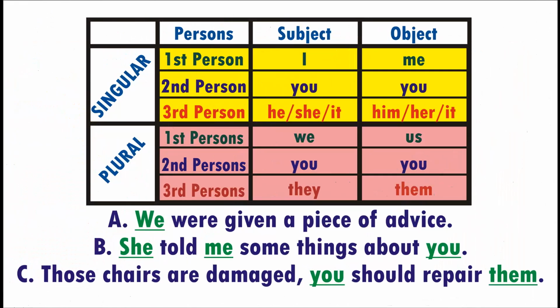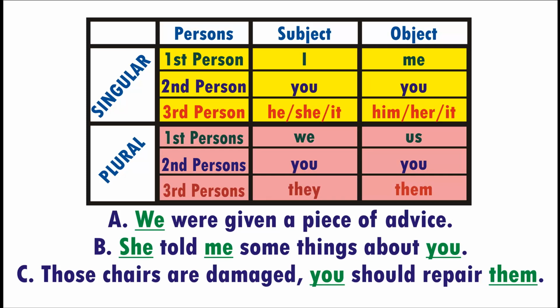Here we retain the table and we have some examples just below the table. Example A, we were given a piece of advice. We there is the first person plural pronoun, because they were more than one, so he said we, plural.